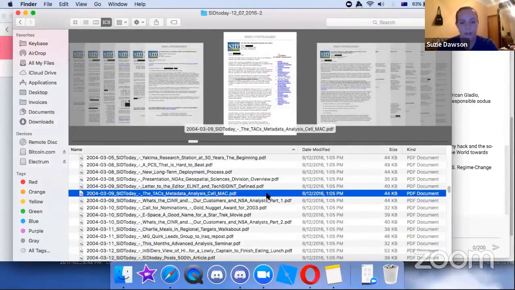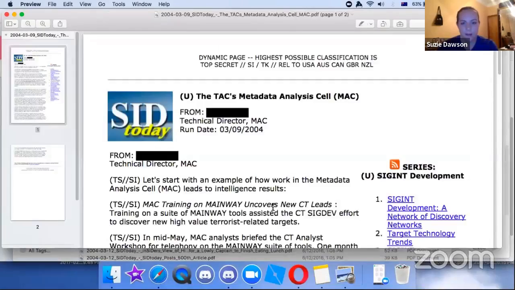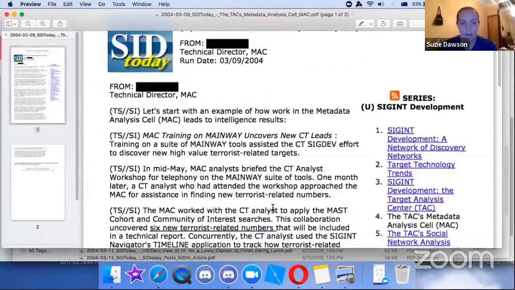More information about the Target Analysis Center. Oh, this is the metadata cell specifically. Top secret.